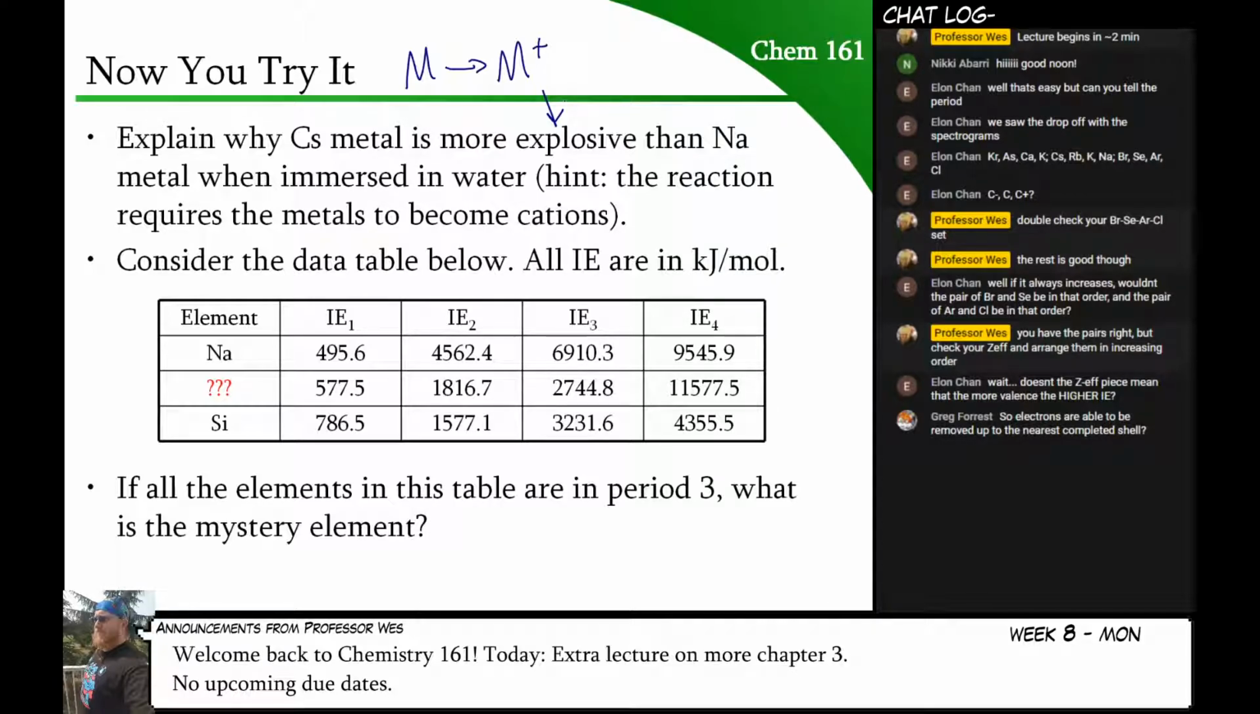And then down here on this table, here's my table of data. And so these are all in kilojoules per mole, and I got these from Web Elements because all these numbers are available online. I want you to tell me what the mystery element is. If the mystery element is in period 3, that's important. If I don't tell you what period it is, you can't solve it.